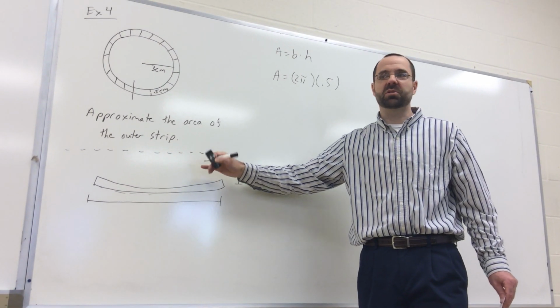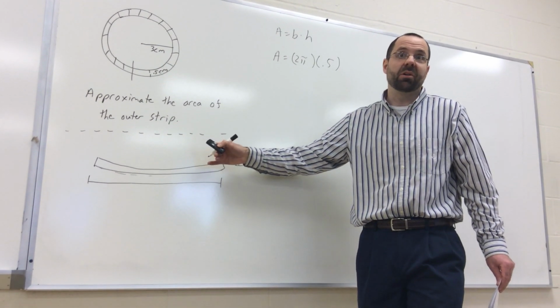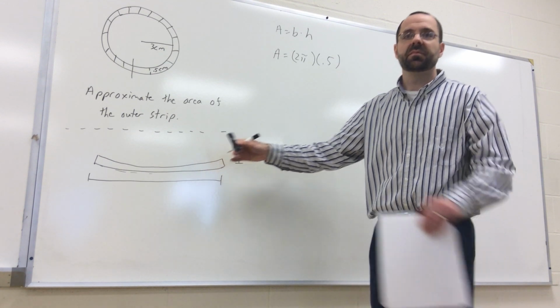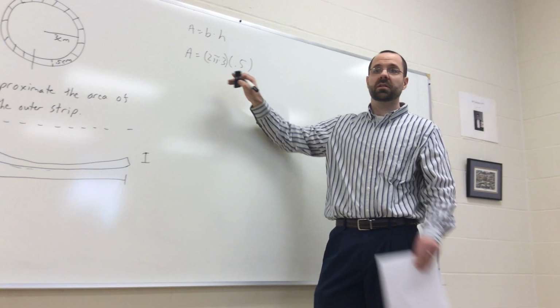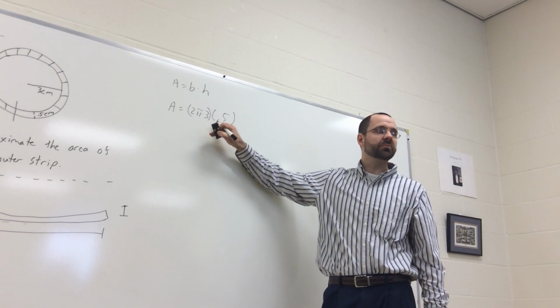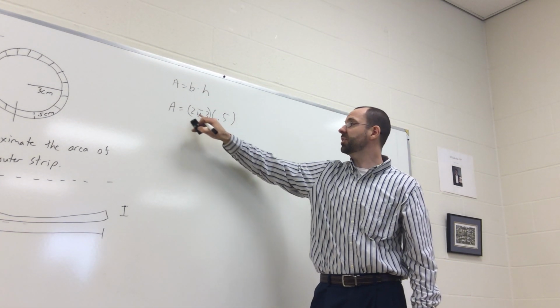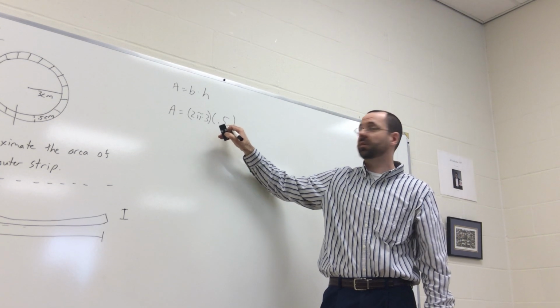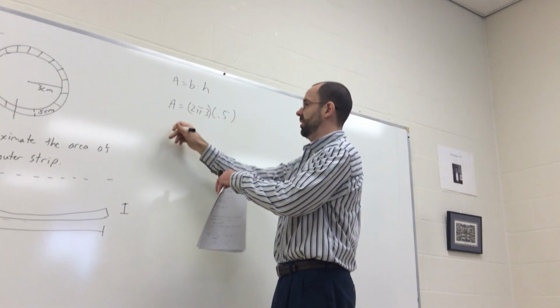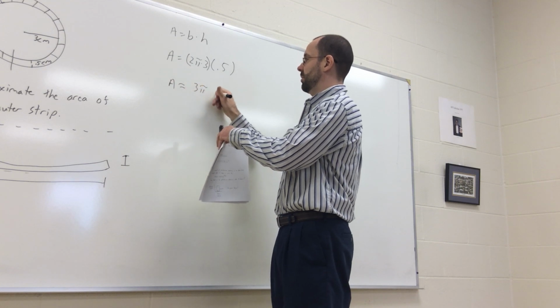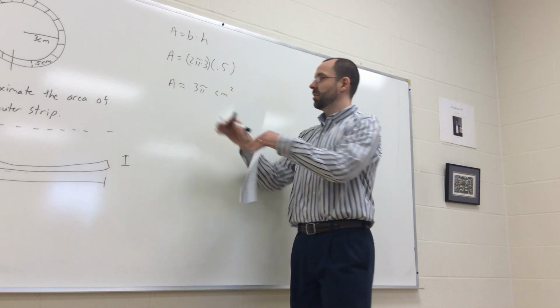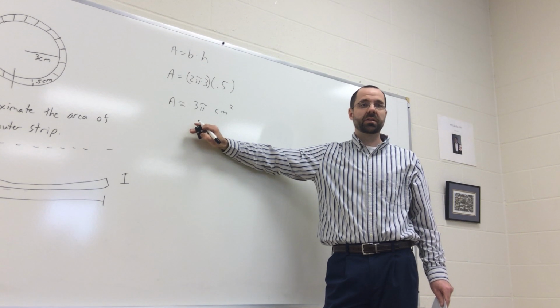So I guess I could pick between 3 and 3.5. Maybe it would be somewhere in between 3 and 3.5. Anyway, I'm just going to go with 3, because that's going to be easier to figure out. So then 2 times a half is 1. So the final answer is that the area is approximately 3 pi. That would be in square centimeters.